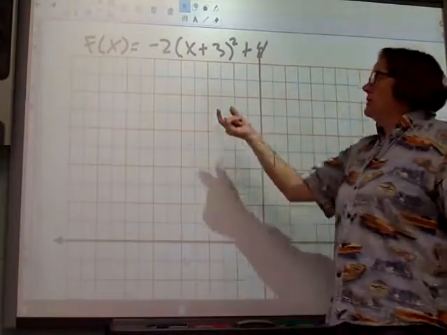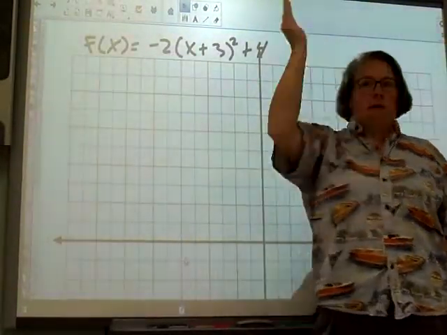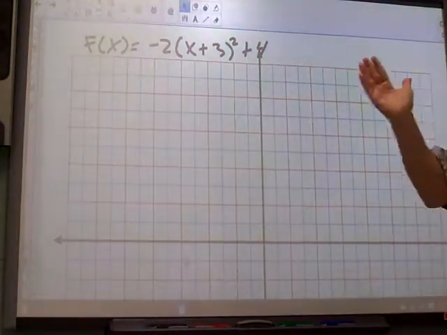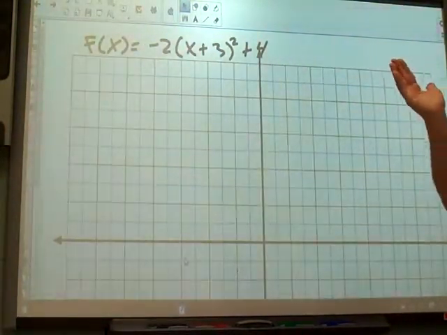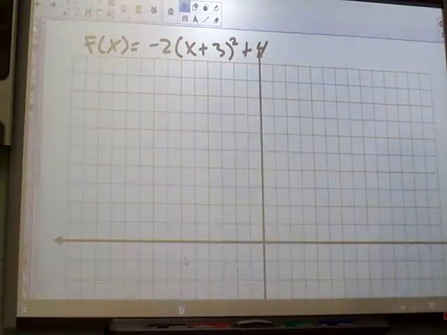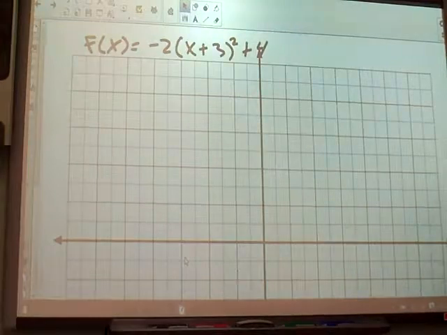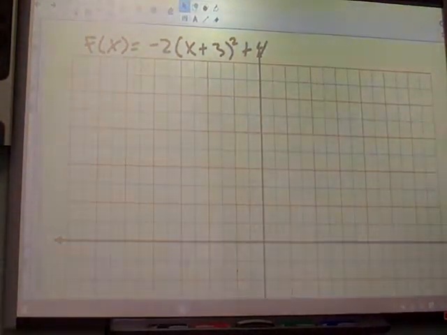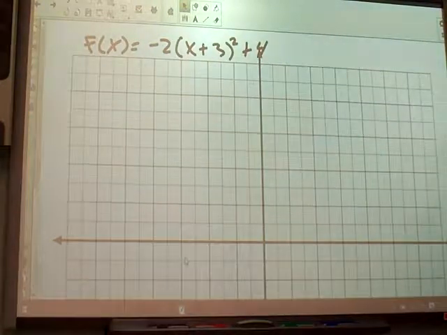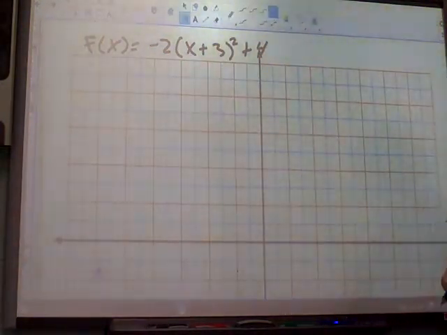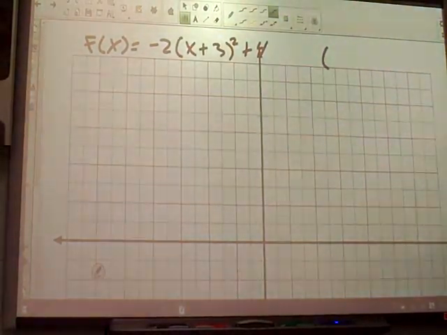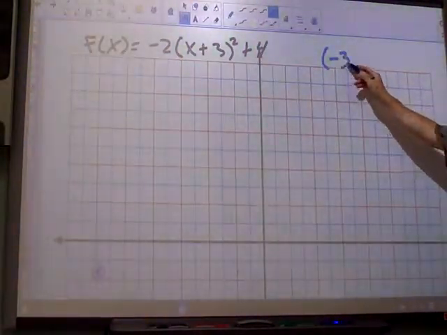Now we're going to discover that that A, other than up and down, is also going to tell you if it gets wide or fat. That's the same thing, wide or narrow. Fat or skinny, wide or narrow, and we'll figure that out as we go. So we know it's going to open down. That's my A. H and K tells me the vertex. Now, you got to be careful here, and it was written for you when you copied it down. The H is always the opposite sign.